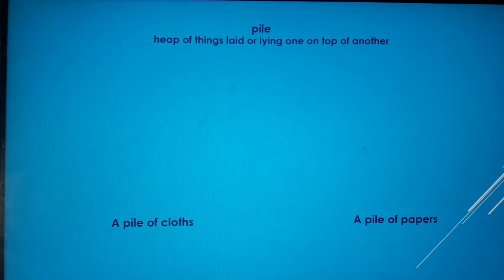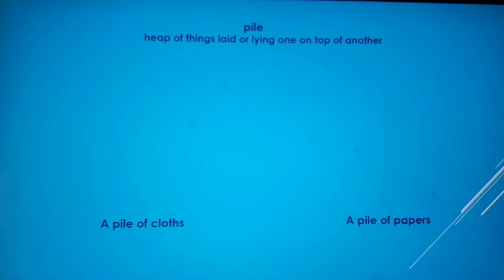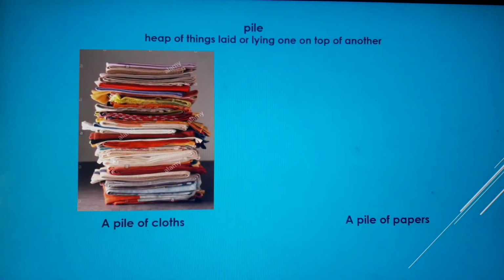Here you can see pile. Heap of things laid or lying one on top of another. So pile means heap of things laid or lying one on top of another. So that is pile. So what are the things? A pile of clothes. First we'll see a pile of clothes. Here you can see the clothes are one on top of another. They are lying one on top of another.